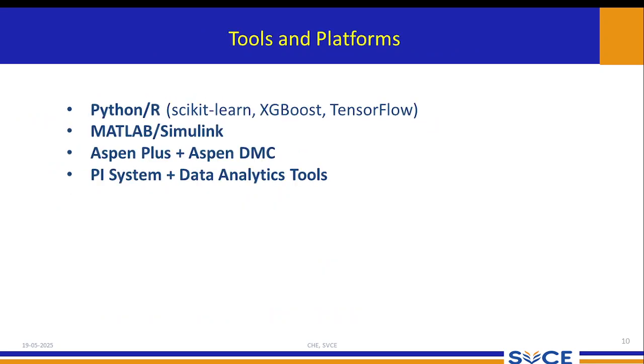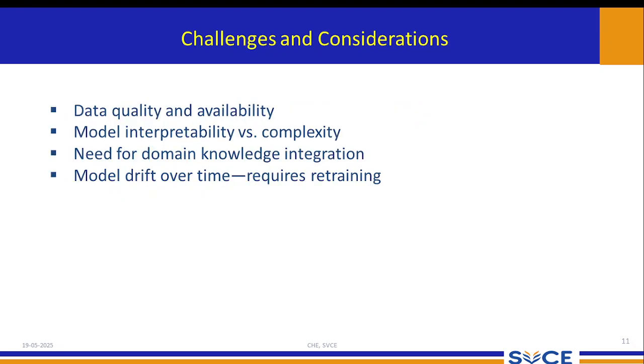Coming to the tools, you can use Python with scikit-learn, XGBoost or TensorFlow, MATLAB or Simulink, Aspen Plus or Aspen DMC. We have elaborately explained what is Aspen DMC and things like that. Okay, PI system and data analytics too.